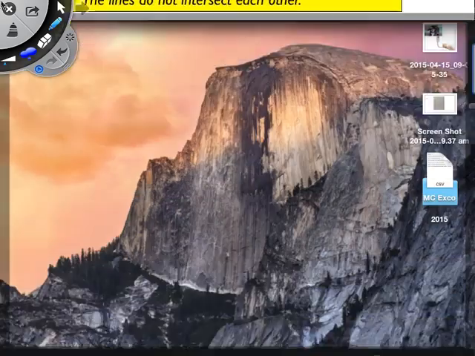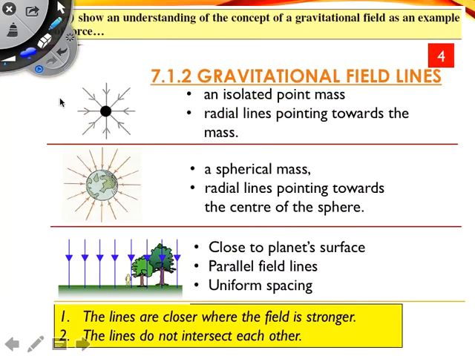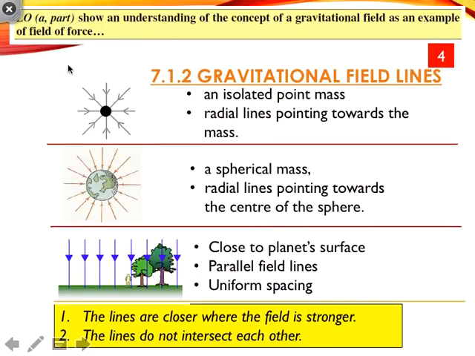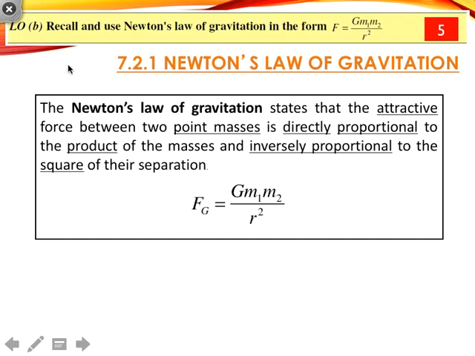Okay, so field lines do not intersect. Oops, so this one you have done. Let's go on. Okay, first equation, you need to memorize this. Newton's law of gravitation. You cannot run away from Newton yet. It states that the attractive force between 2 point masses is directly proportional to the product of the masses and inversely proportional to the square of their separation.